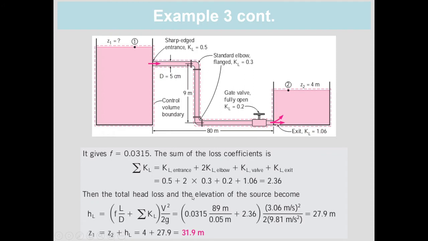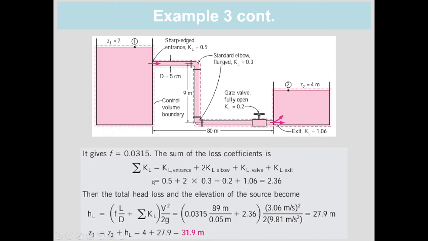Then for the total head loss and the elevation of the source, just put in all the information you calculated before. f is equal to 0.0316, L is 89 meter. So how do you get the 89 meter? 80 meter for horizontal and 9 meter for vertical. The total is 89 meter over d, plus sum of KL, times V square over 2g. So HL is equal to 27.9 meter.